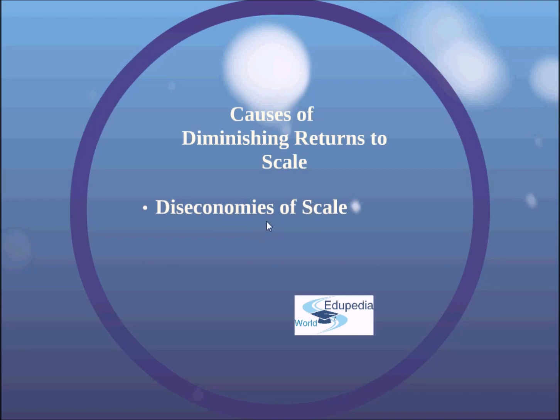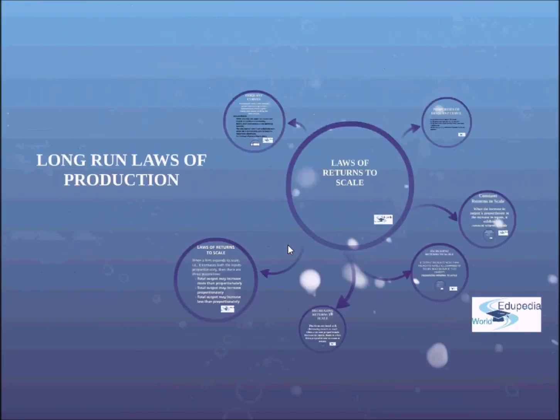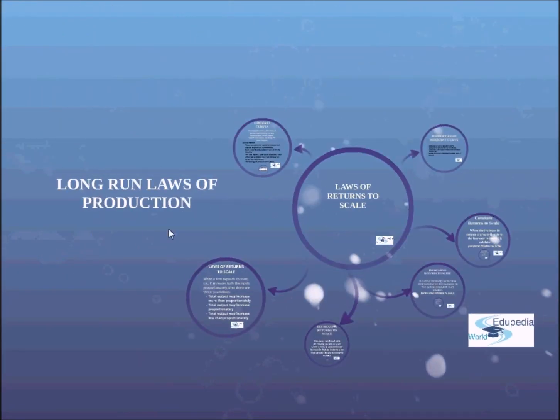So this was all about the long run law of production. That is, we have studied here about the isoquant curves and how this tool of analysis helps us to analyze the law of returns to scale, which was divided again into three possibilities, that is increasing returns to scale, constant returns to scale, diminishing returns to scale. In the next session, we'll be continuing with the various approaches to production function.